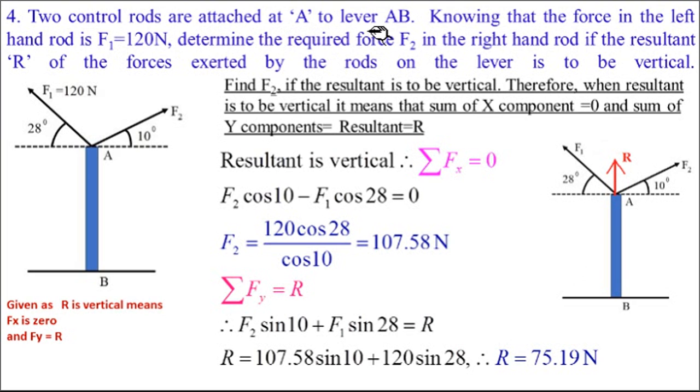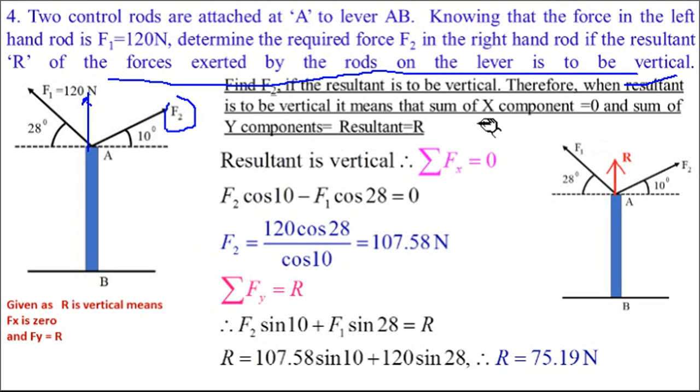Two control rods are attached at A to the lever AB. Two control rods are there, F1 and F2. Knowing that force in the left hand rod F1 is 120. So this F1 is 120. Determine force F2 in the right side, if the resultant R of the force exerted by the rod is vertical. See this problem here, what is given here? R of the force system exerted by the rod on the lever is vertical. So resultant R is given as vertical in this particular system. You have to find out F2.